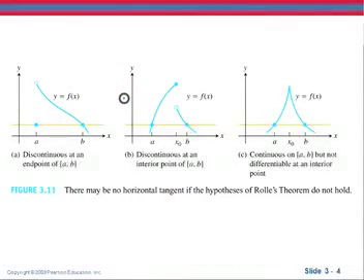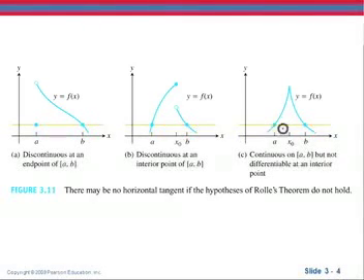Now that does not hold if it's discontinuous. And you'll see at A it's discontinuous, and so you have an A and a B value. F of A and F of B are the same, but it never has a local maximum or minimum between those two points. Same thing with B. Since it's discontinuous, there is no place where the slope is equal to 0.